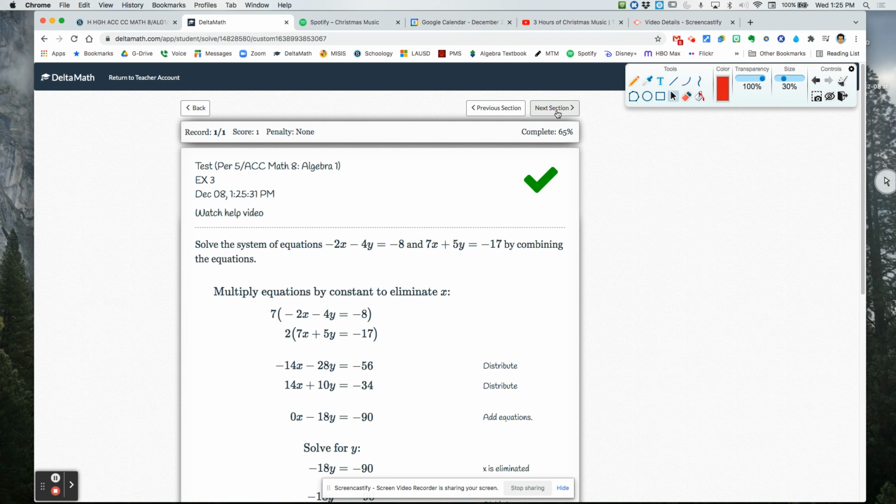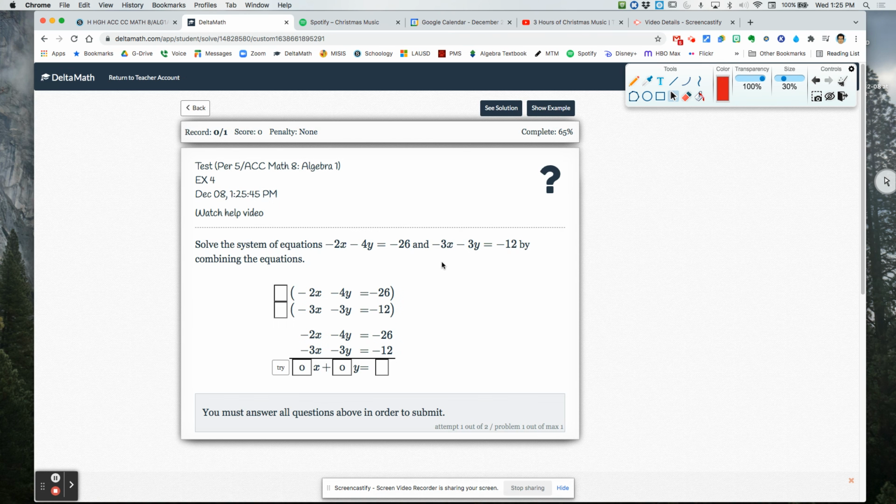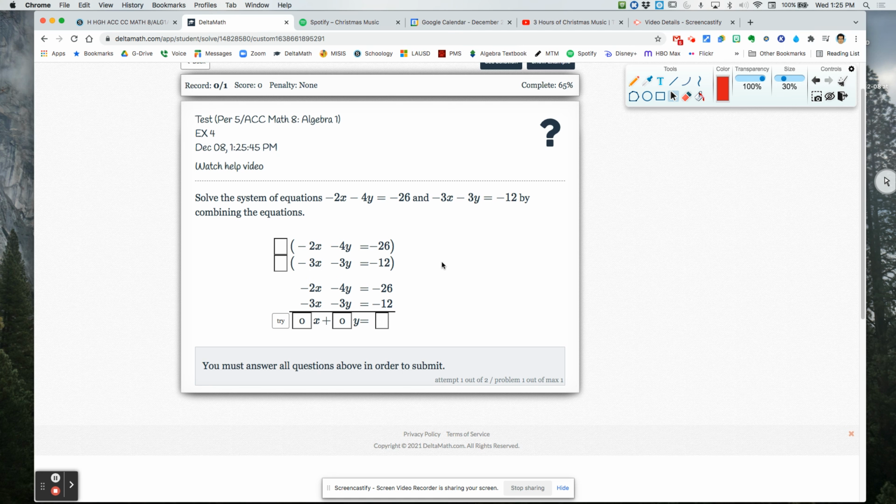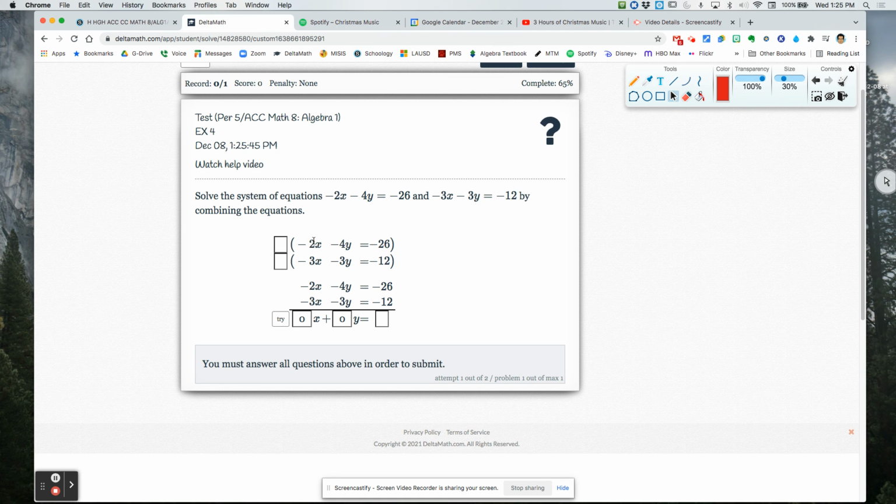Last one. Okay. So we've got negative 2 and negative 3. So what's the least common multiple between 2 and 3? 6. So we need 6's here if we want to get rid of x. And the thing is, one of them has to be negative when we multiply through, because right now they're both negative and we want to switch one of them to a positive.